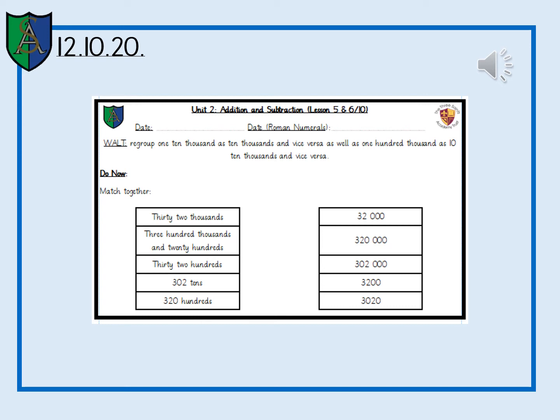So if I take the first one, 32 thousands, I know that the thousands column is the 4th column along if we read from right to left. But if I've got 32 thousands, that must mean I've got 30 10,000s and 2 2000s. So looking at that number there on the right hand side, the very first number, that would match up with that one, because that is equal to 32,000. Pause the video and have a go at the do now before moving on to the independent task.